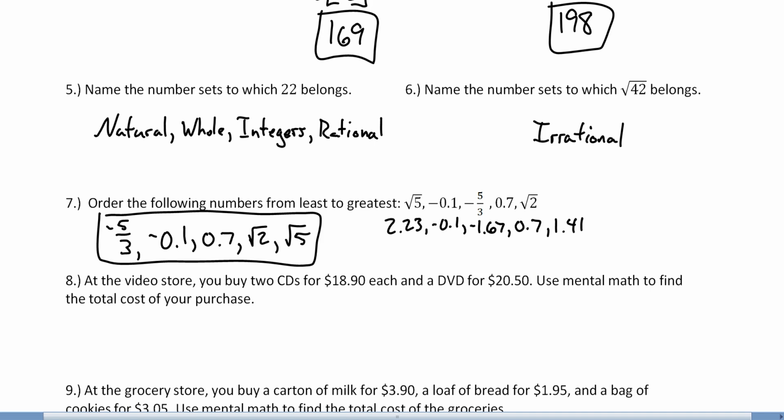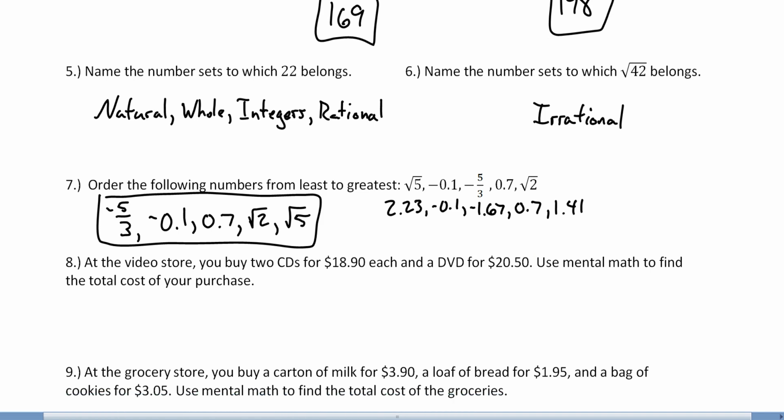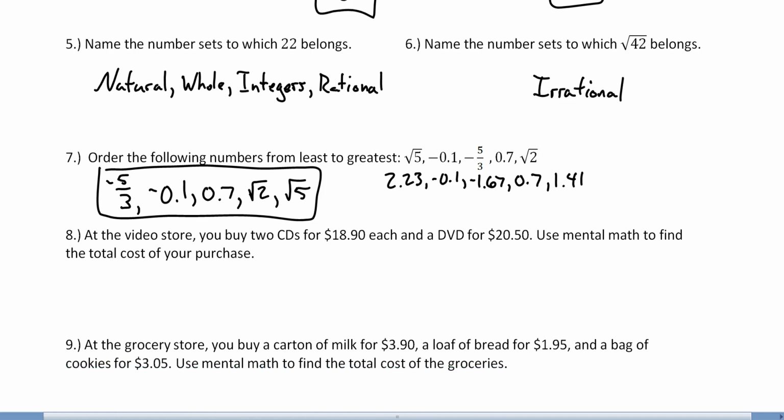The next one, it says at a video store, not that you guys would know what those are anymore. You buy two CDs for $8.90 each and a DVD for $20.50 each. And we want to use mental math to come up with the total cost of this thing. So again, we could kind of just look at this thing and say, all right, let's add them all up like this and just kind of line them up. And remember, when you're adding things, you just want to align those decimal places.